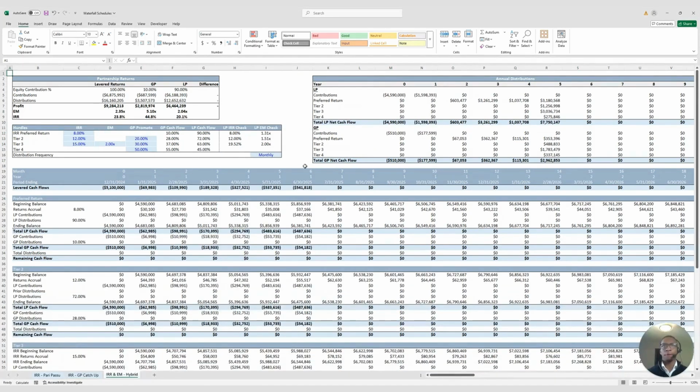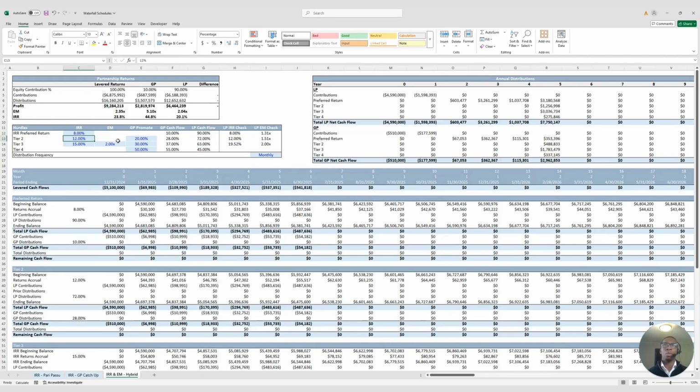The final waterfall structure that we'll be going over today is the IRR and equity multiple hybrid schedule. Looking at the different hurdles, we have an IRR-based preferred return, and here we're saying that the preferred rate of return is 8%, and the cash flows are being distributed pari passu. We have an LP IRR check, and we see that's equal to 8%.